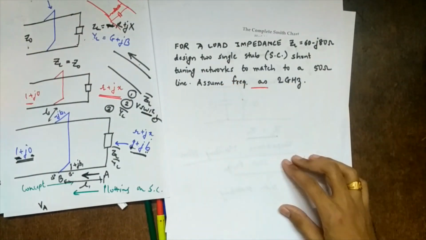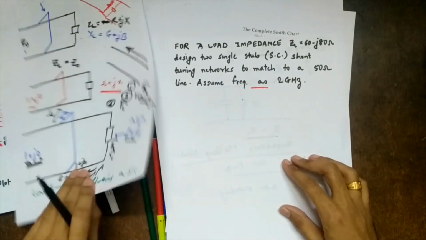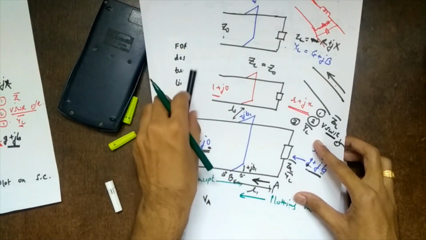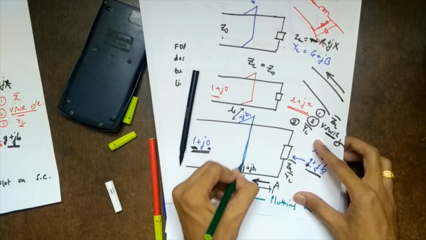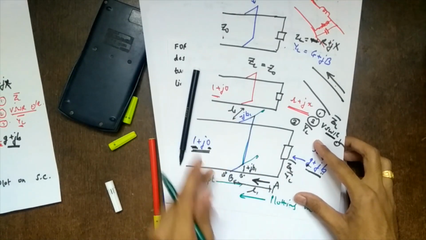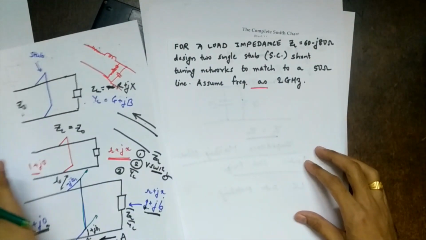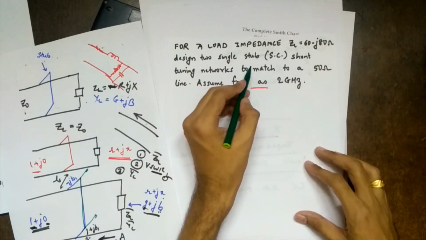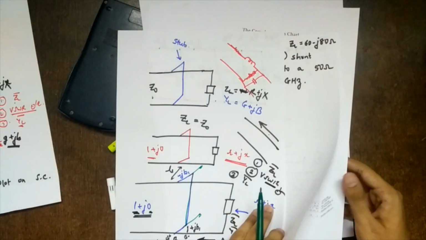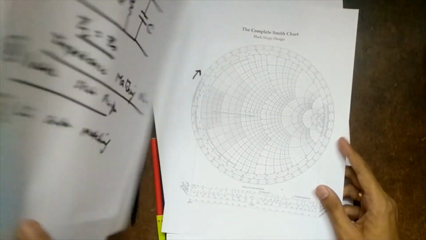So there are two things here. First is the short circuit stub. Yesterday I had touched upon this point. These stubs can be either shorted or open circuit. So we are seeing the example of short circuit. What is open circuit? I will tell you later. Then what is the second thing? Two single stubs. Why are they asking for two? You will understand that while drawing on the Smith chart.